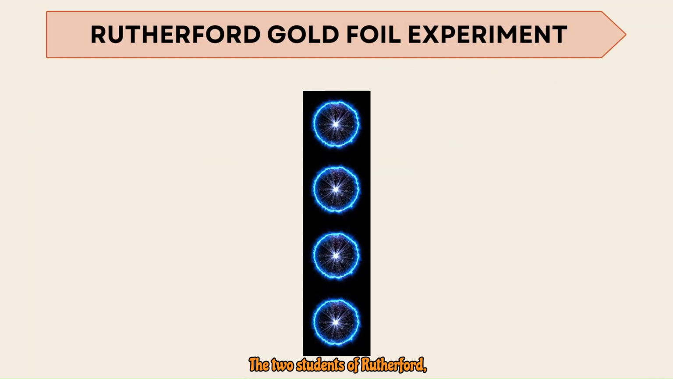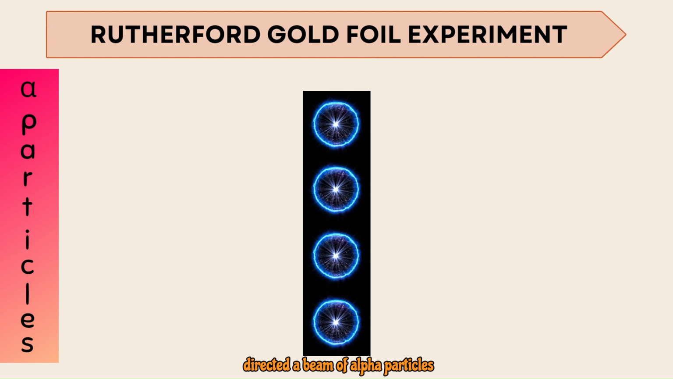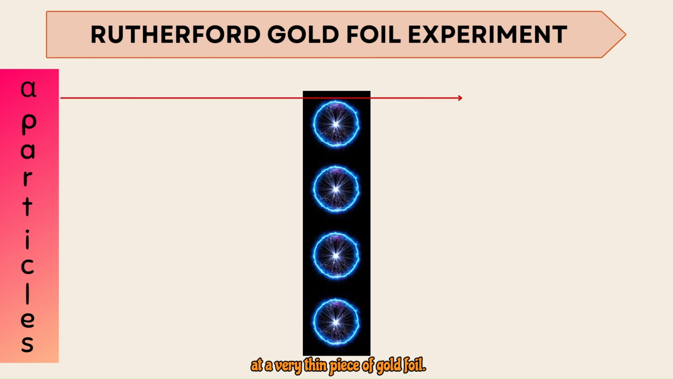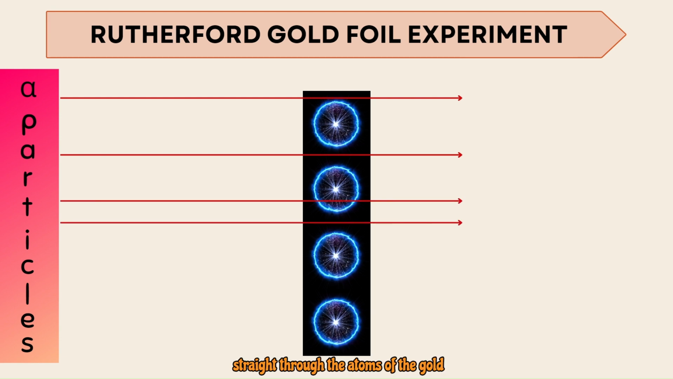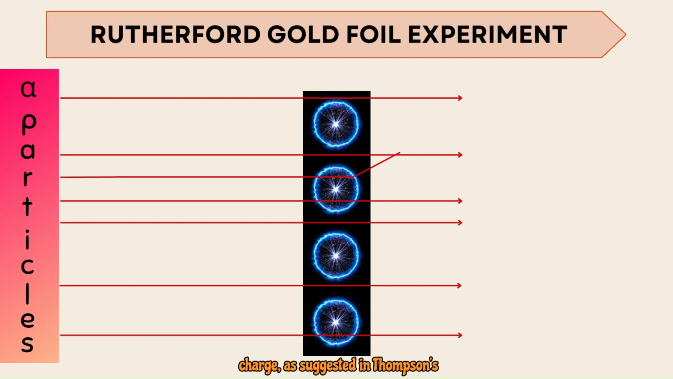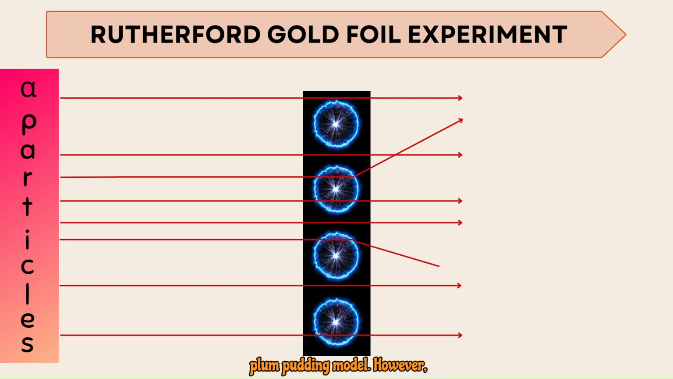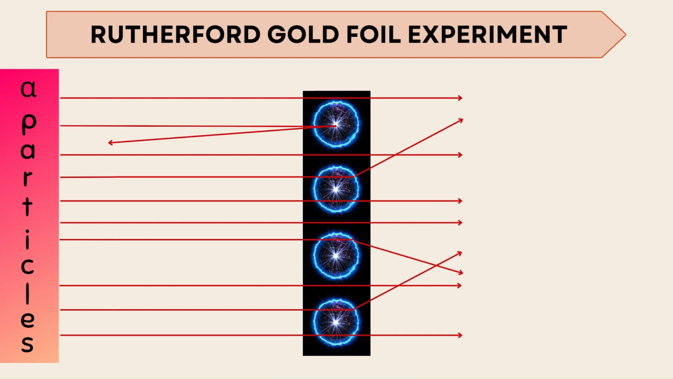Two students of Rutherford, Hans Geiger and Ernest Marsden, directed a beam of alpha particles at a very thin piece of gold foil. They expected the particles to pass straight through the atoms of the gold foil with the diffused cloud of positive charge, as suggested in Thomson's plum pudding model. However, the results obtained from this experiment shocked them.